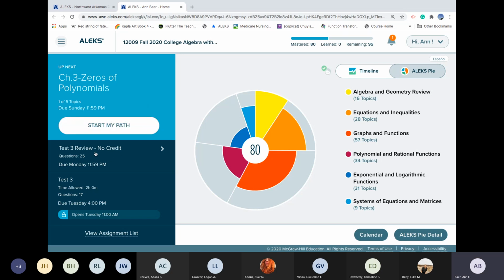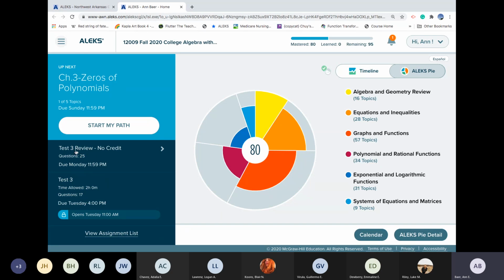This Test 3 review, no credit assignment, 25 questions, same 25 questions that are in the Test 3 review objective in Alex. The problem with the Test 3 review objective, and I should say potential problem, is if you haven't learned a topic yet, it's not going to appear in that objective. What this is good for is all 25 topics appear here, all of them. They're not going to not appear for any reason. They all appear for every student in this class.